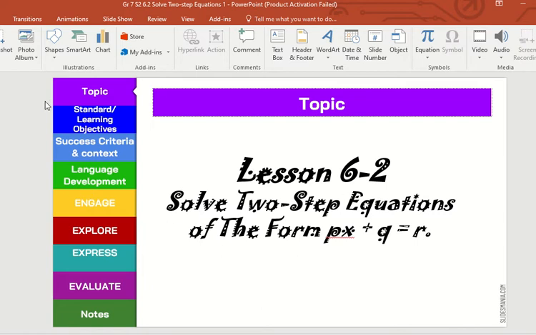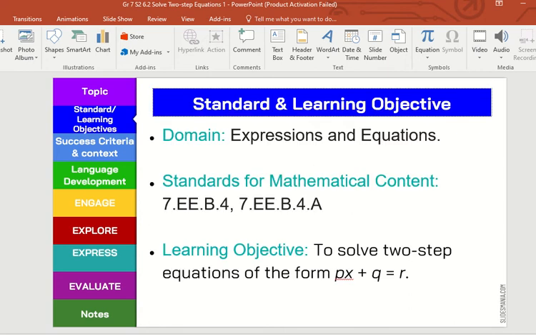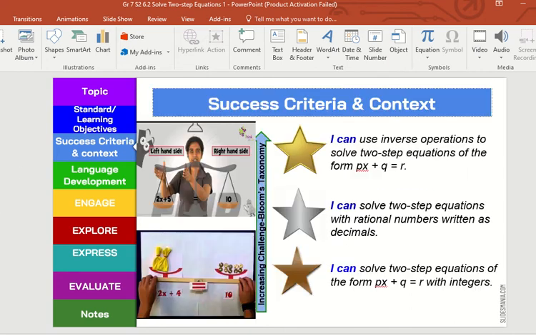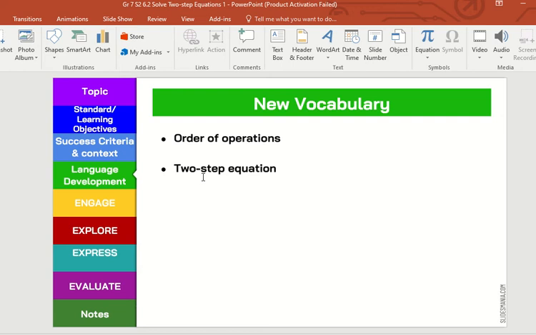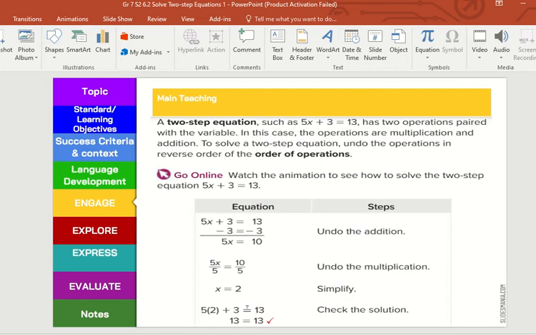Before we have learned one-step equations, today we are going to talk about two-step equations, how we are going to solve the two-step equation. So we have order of operations and we are going to discuss the two-step operations. Let's discuss this example, 5x plus 3 equal 13. Before, we have done our one-step equation.